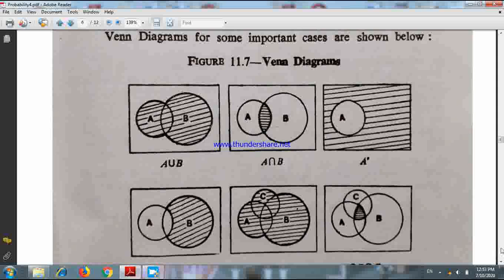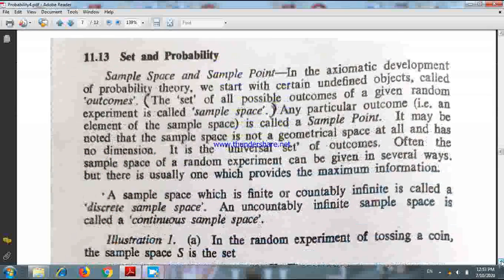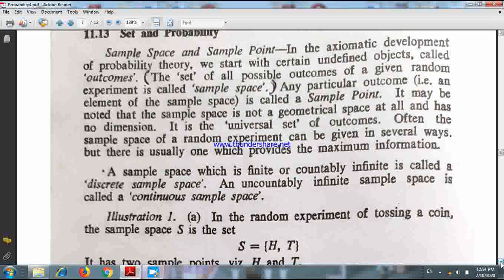So the first thing you need to know is the sample space. The set of all possible outcomes of a random experiment is known as sample space. For example, if I throw a dice, then the sample space will be S equals the set 1, 2, 3, 4, 5, 6. That means the set of all outcomes. If I toss a coin, then the sample space will be H, T. If I toss two coins, then what will be the sample space?